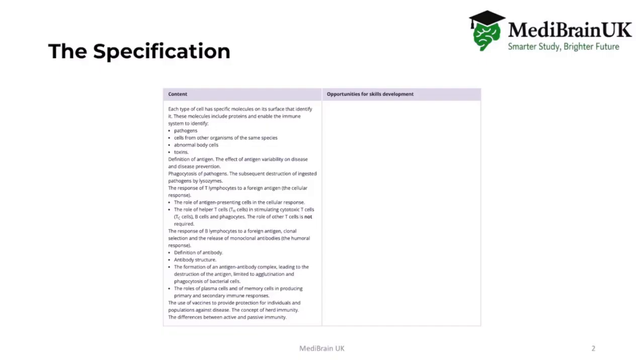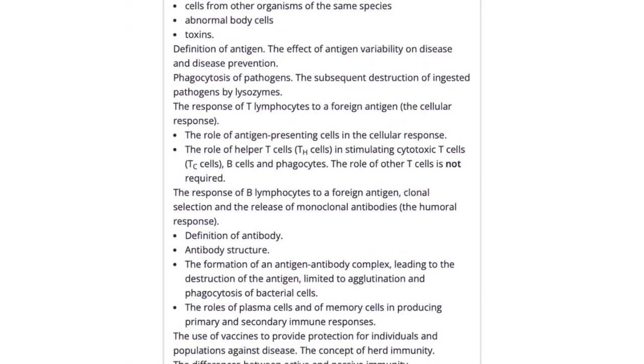Okay, so again, as always, here's the specification, and we're basically following the specification from top to bottom. In specific, in today's lesson, we're going to be focusing on this part in terms of T lymphocytes and how they respond to antigen presenting cells and phagocytes, and what the different types of T cells there can be. So there can be T helper cells and cytotoxic T cells.